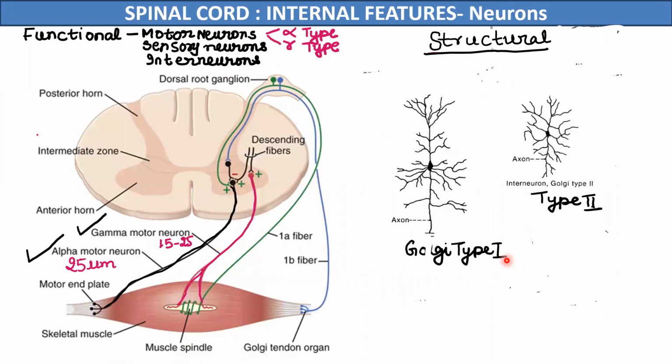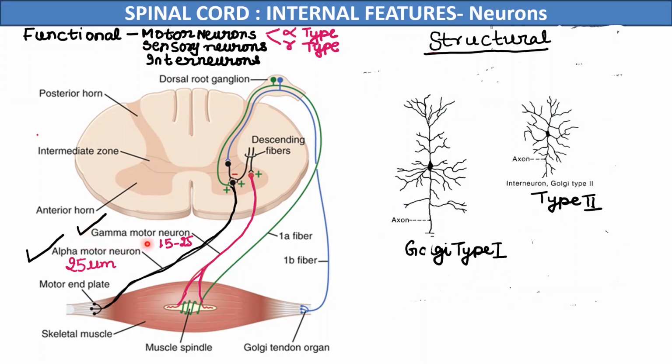The neurons in the gray matter can be classified according to their function, or according to their structure. Functionally, the neurons can be either motor or sensory in nature, or they can be interneuron type. The motor neurons in the spinal cord are present in the anterior and the lateral horn of the spinal cord, and these motor neurons are multipolar in type, and they can be either alpha type of neurons or gamma type of neurons.